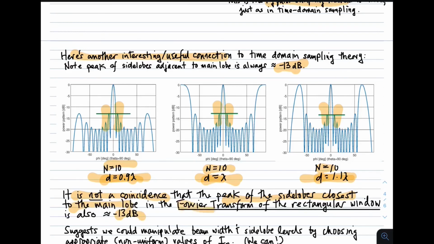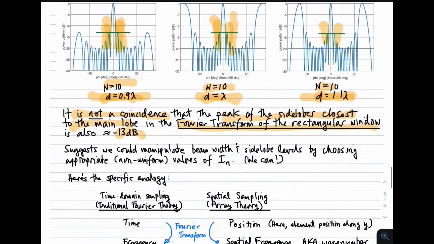This is simply the Fourier transform of a rectangular window. In other words, the elements in this array are sampling an aperture. That aperture is being uniformly illuminated because we forced all the excitations to be equal. It's essentially a rectangular window, but in the space domain, not in the time domain. And as a result, we see side lobes, which are 13 dB down. By the way, this suggests that we could manipulate beam width and side lobe levels by choosing the appropriate non-uniform values of I sub n.